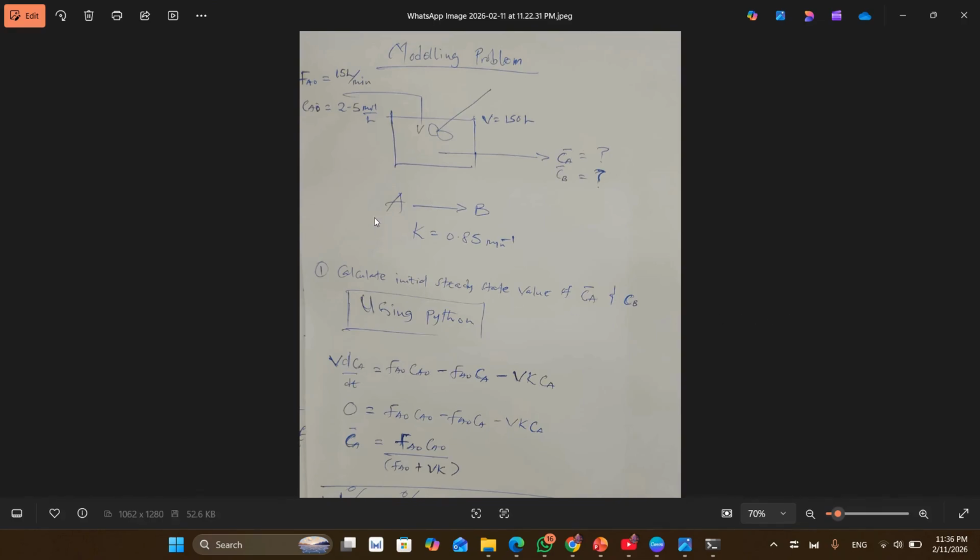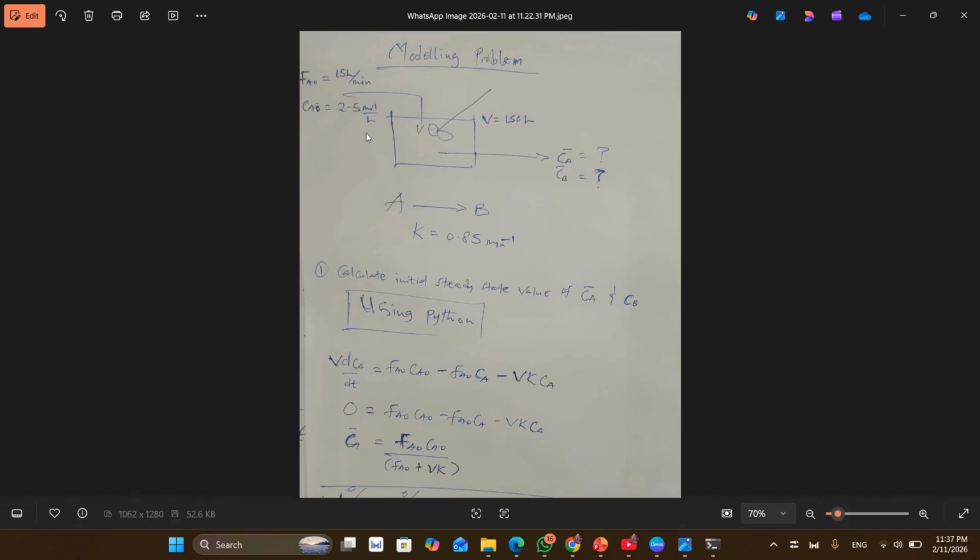We have A to be our reactant, and we have B to be the product from the sketch that I did here. So we have our entering volumetric flow rate to be 15. We have our entering concentration of the reactant to be 2.5 mole per liter. So we have the volume of the reactor to be 150 liter.